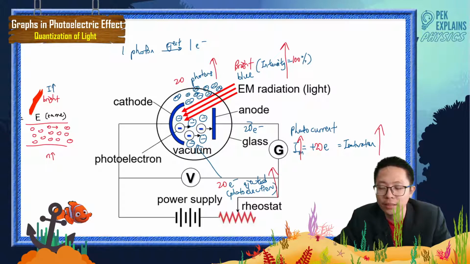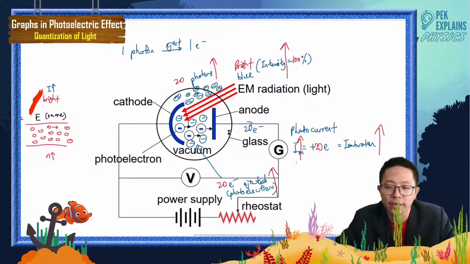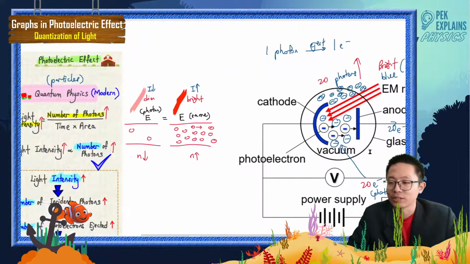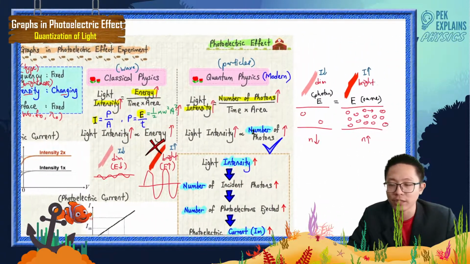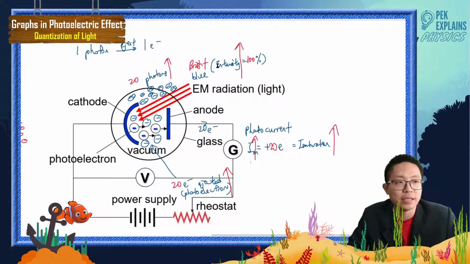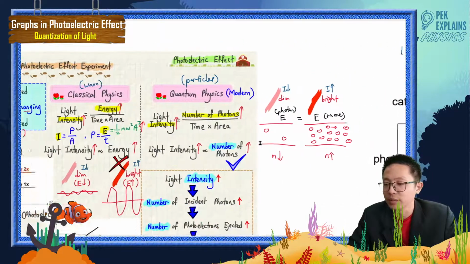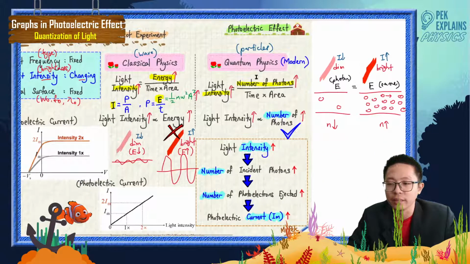All the other things never change. Like the stopping potential, no change. Only the current changes. Okay? Understand? So in a nutshell, I can say intensity affects the saturation current. That's the main thing here: the intensity only affects the saturation current, the I maximum.